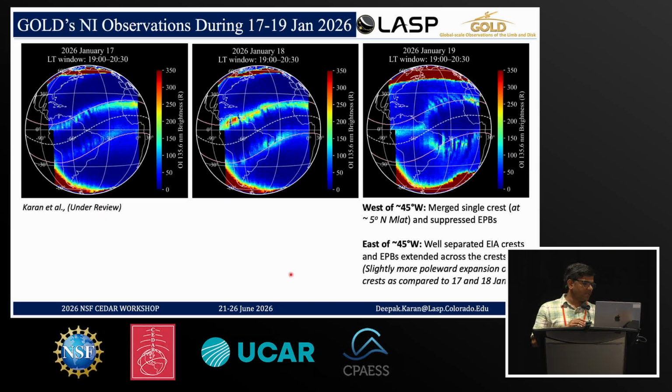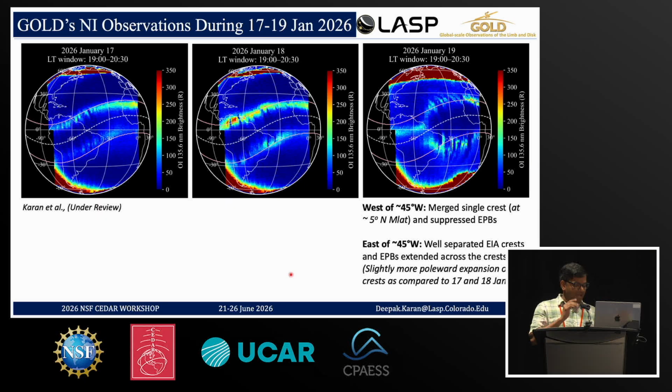On 17th and 18th, you will see well separated EIA crests, with a lot of plasma bubbles there. But on 19th, look at the east side of that merging. The EIA crests, you will find, are a little poleward comparatively to the 17th and 18th. That is one thing. The second thing, of course, is the merging.